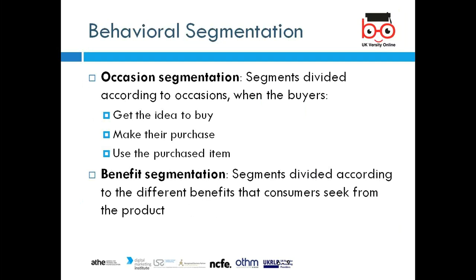Behavior segmentation, occasion segmentation: divide according to the occasion when they buy, get the ideas to buy. Think about how many events they have, maybe in different religious beliefs, how much population we have, and they vary. Maybe we can think about Christmas, and in other countries, maybe 3, 4, or 10 different religious festivals happen based on the population. On those occasions we can segment the market, set our offers, and launch our product to meet the needs and wants of the customer.